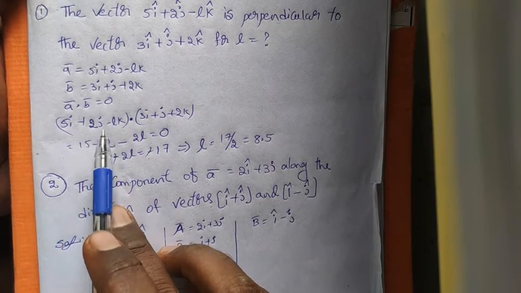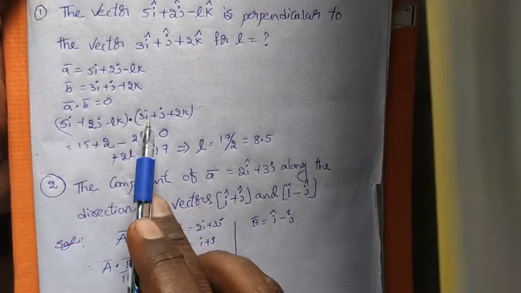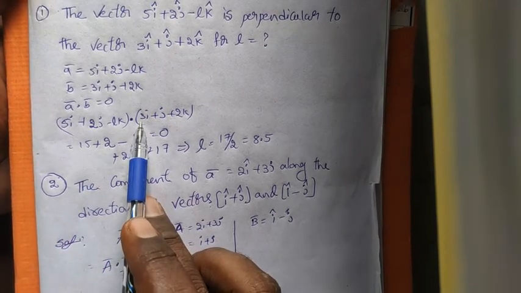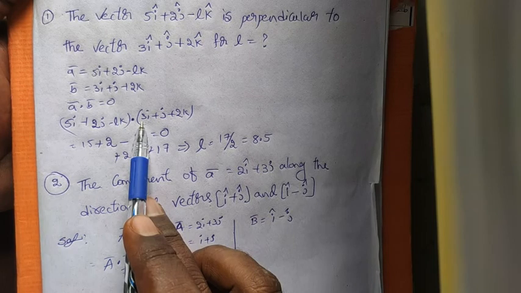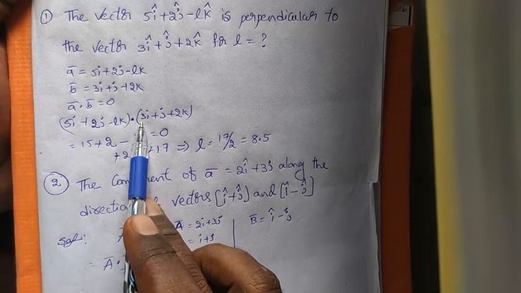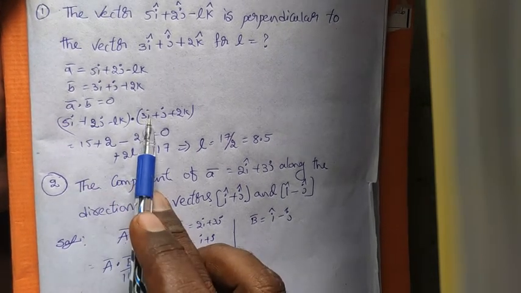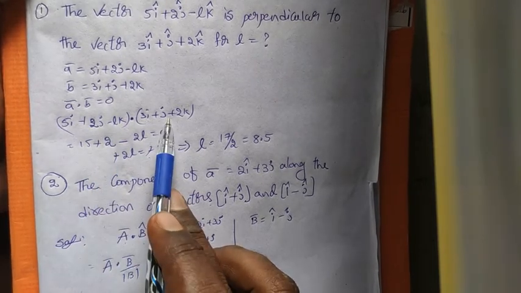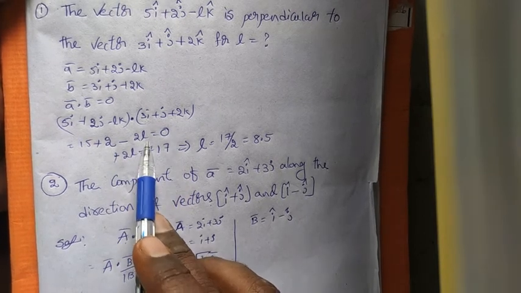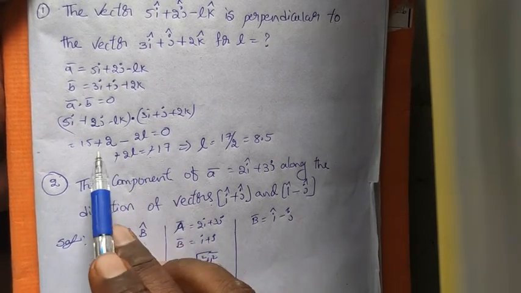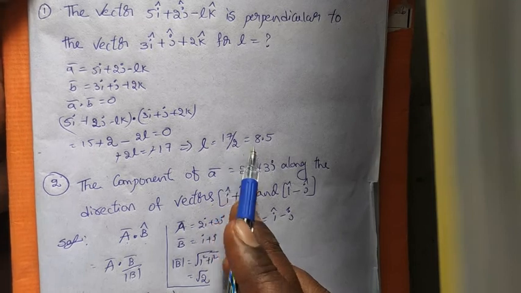So what is a bar? 5i plus 2j minus lk dot b bar, which is 3i plus j plus 2k. So we already know that i dot i is 1. Whenever we are doing the dot product between two similar vectors, the resultant is 1. So i dot i is 1, 5 3s are 15, j dot j is 1, so 2 1s are 2, and minus l into 2 is minus 2l. So if you do that, 2l plus 17, if you shift this, minus 17, minus minus gets cancelled, l equal to 17 by 2, that is 8.5.